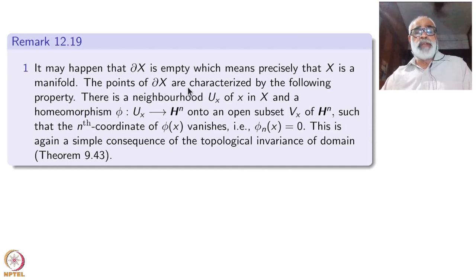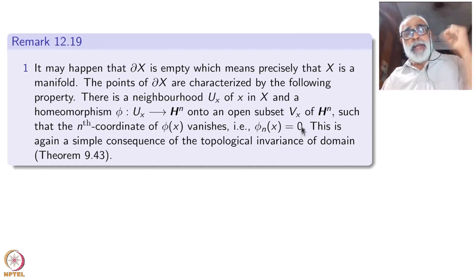The points of boundary of X are characterized by the following property. This is where you have to use Brouwer's invariance of domain. Namely, there is a neighborhood Ux of x in X such that we have a homeomorphism phi from Ux onto an open subset Vx of Hn such that the nth coordinate of this point vanishes. So the Rn minus 1 cross 0 should be hit by this phi. Okay. Take such a point such that Vx is inside the Rn minus 1 cross 0. Okay. So those are the boundary points.